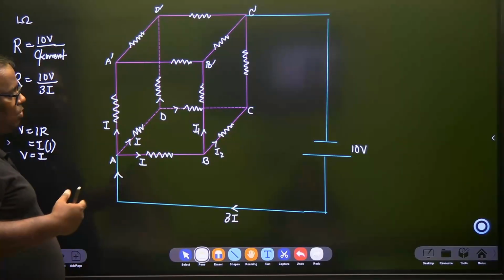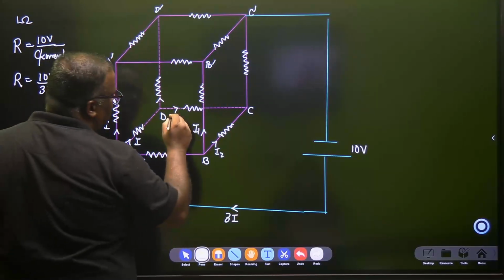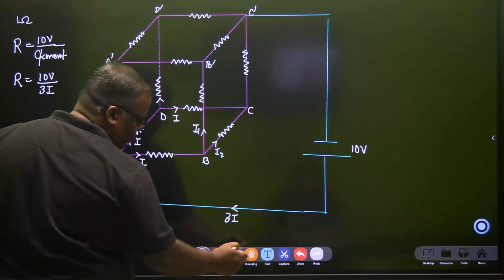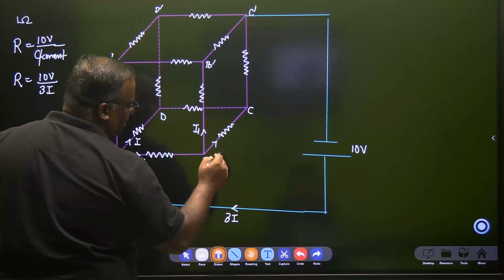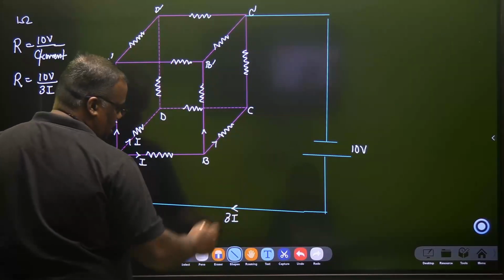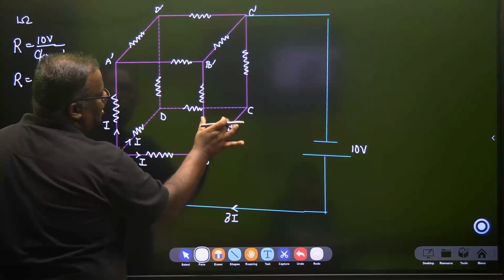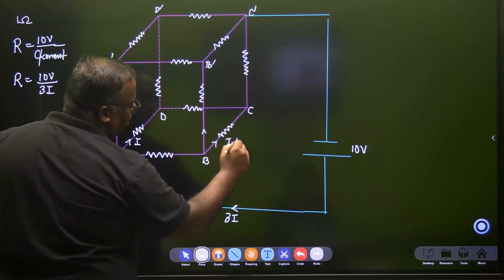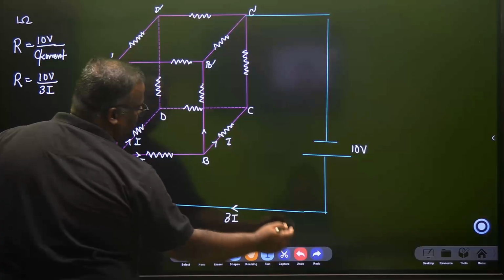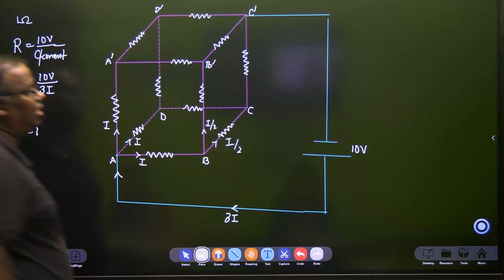Now if you look at the current, it is going up in two directions. Instead of writing I1 and I2, I'm saying my current I goes from here and splits up into two directions. Exactly the same resistances are there, and by symmetry, this current will be I by 2, and this current here also will be I by 2. Do you agree or not?